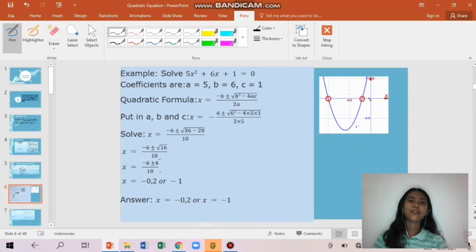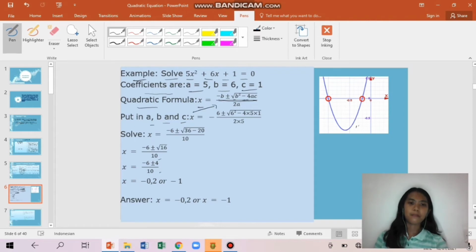So for learning about the material, now we are going to the example. Solve 5x squared plus 6x plus 1 equals 0. And the coefficients are a is 5, b is 6, and c is 1. So the quadratic formula is x equals negative b plus minus the root of b squared minus 4ac, divided by 2a. So we put a, b, and c into the quadratic formula.